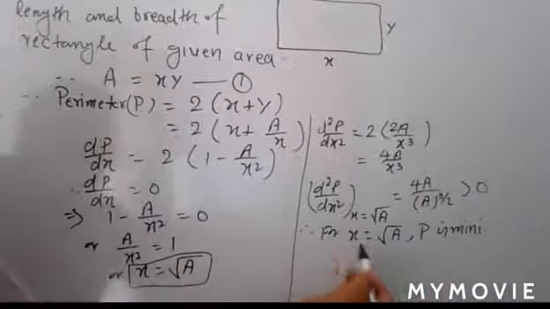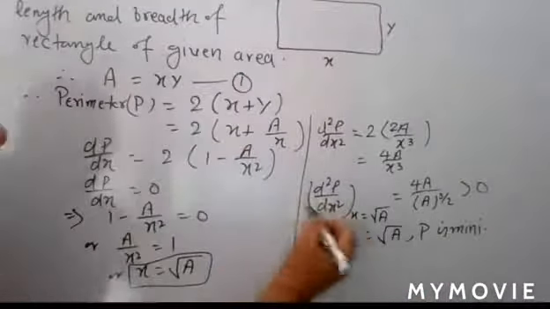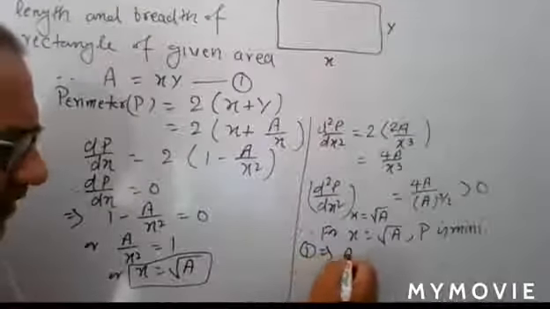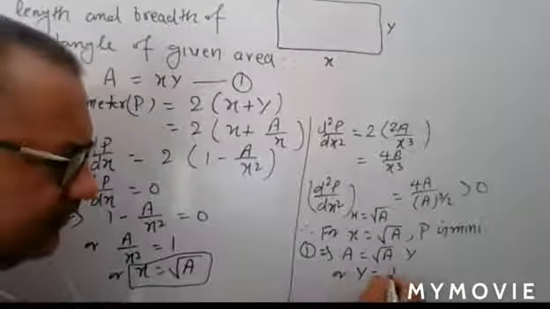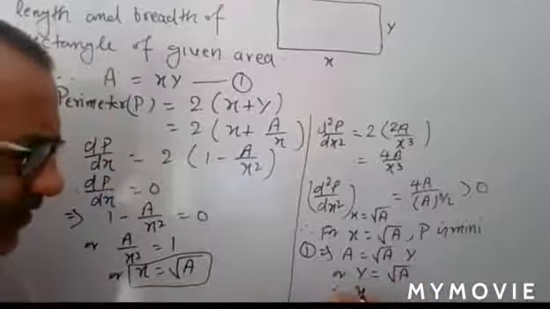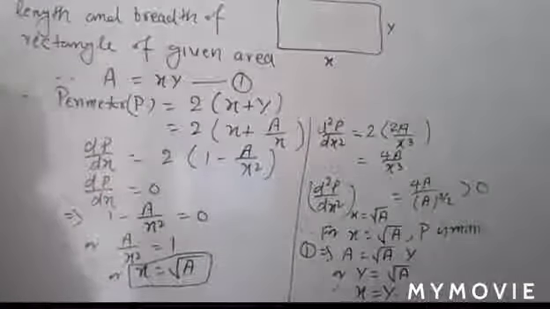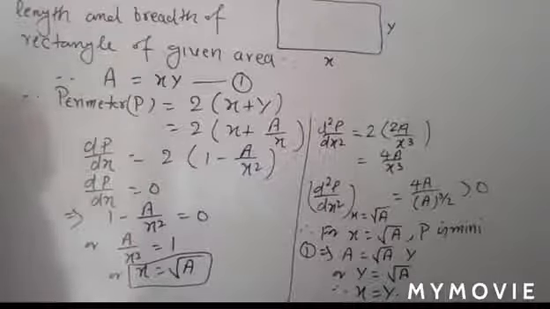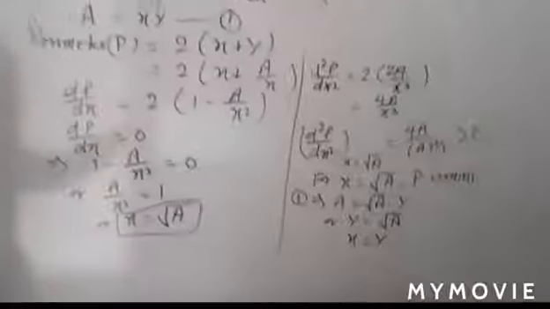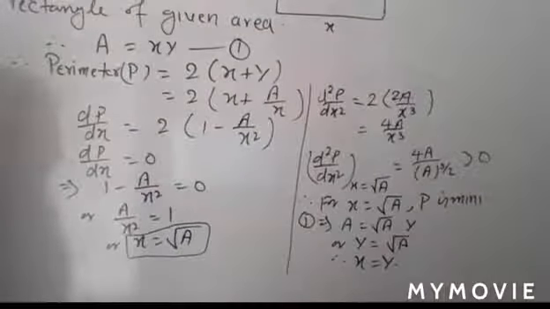Now you find the value of y also. So put that value in the first equation. So a is equal to under root a into y. So the value of y is also under root a. And here you find x is equal to y, and your result is proved. X is equal to y means what? Your rectangle becomes a square. So you can write in this way, hence P is minimum when the rectangle becomes a square. Everyone getting?